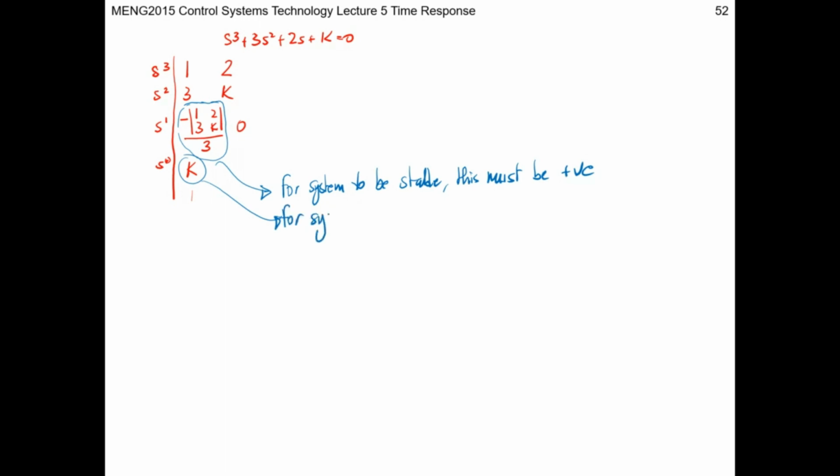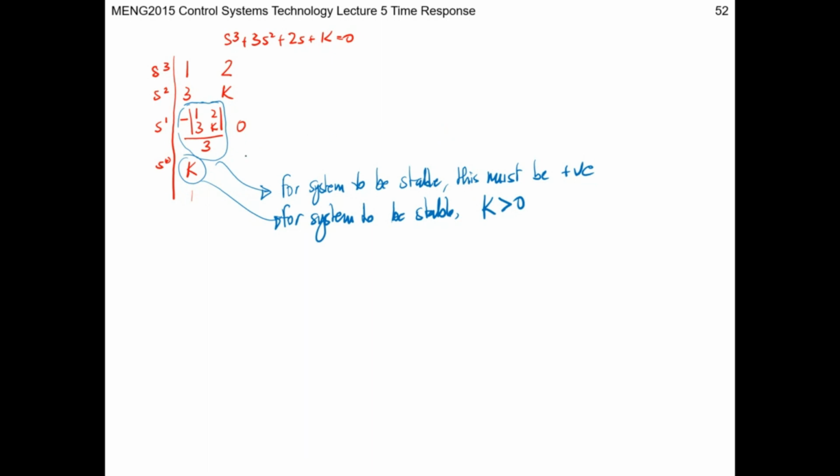And then in the s to the 0 line, which is a constant, we just have k. So basically, we have to take the determinant here and say that for the system to be stable, this must be positive, right? And also from our k here, for the system to be stable, k has to be greater than 0.